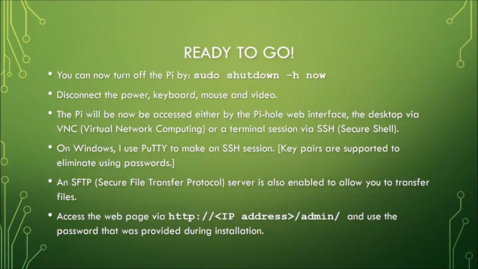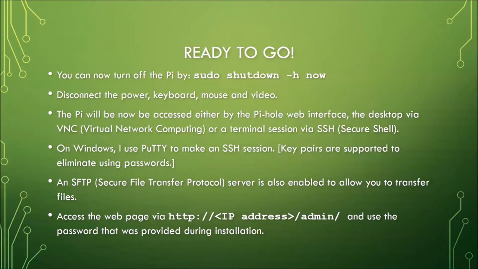When we enabled SSH, it also enabled an SFTP server, which we can use to transfer files back and forth if you need to do that. For example, if you end up using key pairs to log into it, that's how you can get the public key over to the Raspberry Pi.